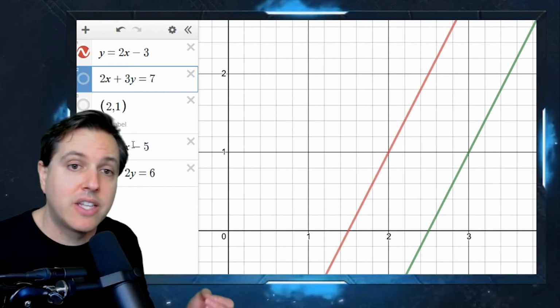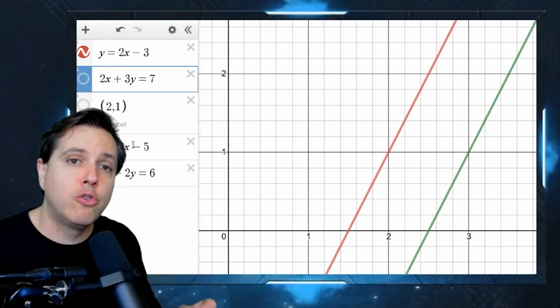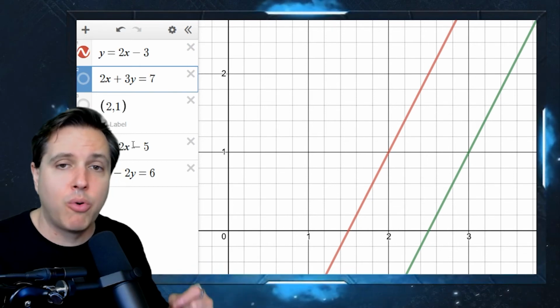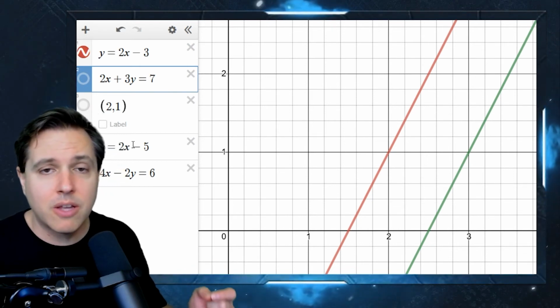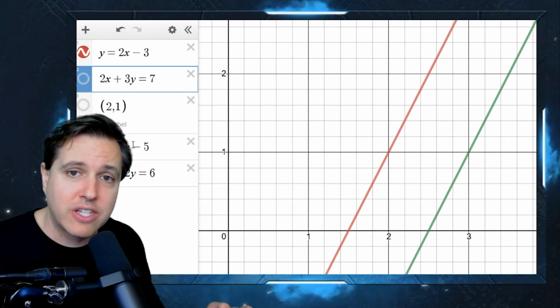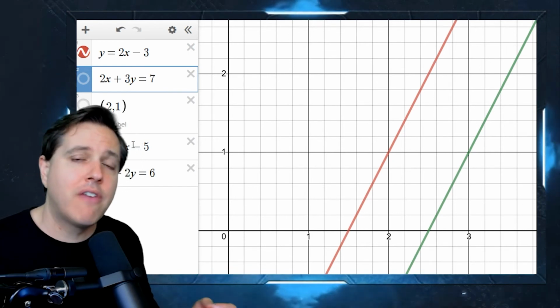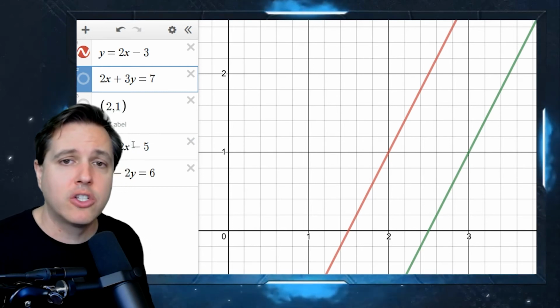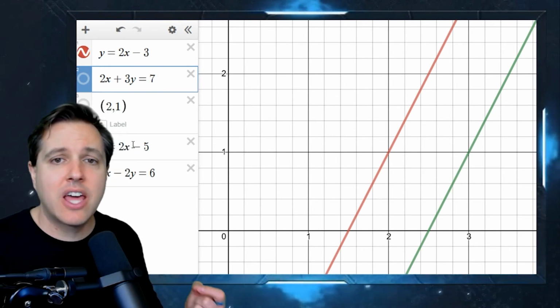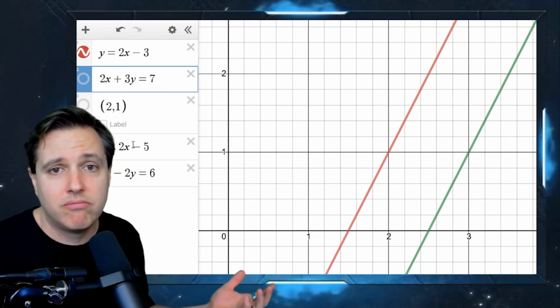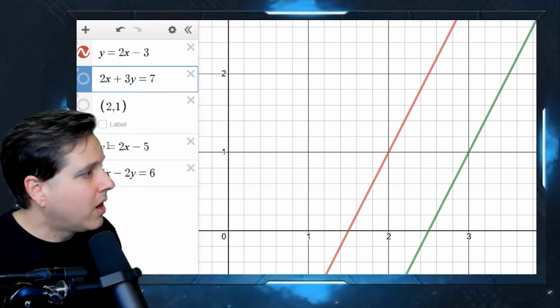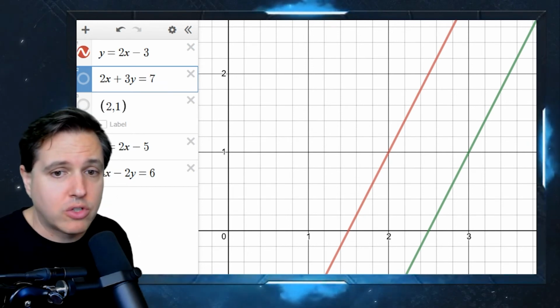Well, parallel lines never intersect. So if the solution to a system of equations is the point of intersection, then this system of equations has no point of intersection, therefore it has no solution. So when we talk about having no solution in a system of equations, what we're really saying is that our equations don't line up anywhere, right? Okay, so that's one possibility, no solution.